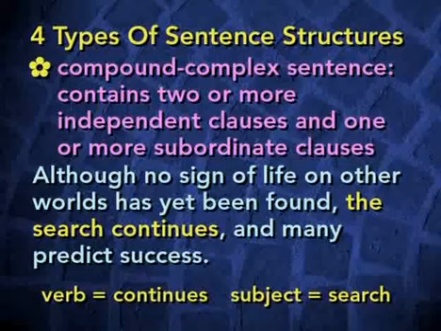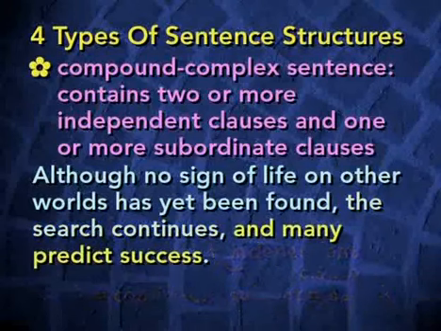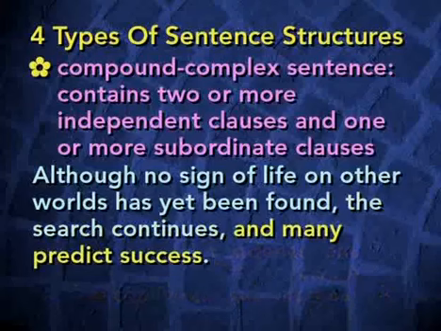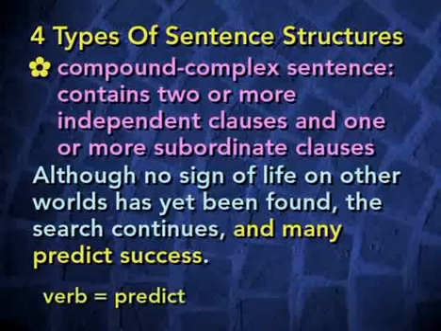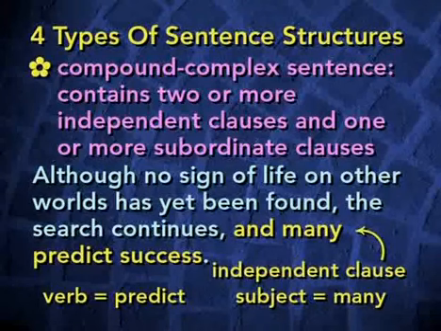The search continues. So here we have an independent clause. What about the last group of words in the sentence? And many predict success. Once again, this is a clause because it has a subject and a verb. The verb is predict, and the subject is many. Could this stand alone as a sentence? And many predict success. Yes, it could. This expresses a complete thought, and it could stand alone as a sentence.